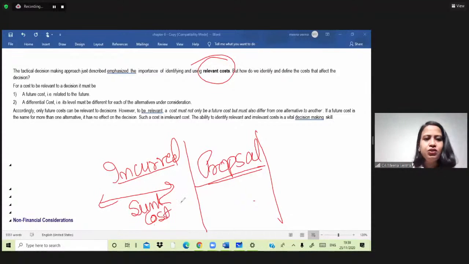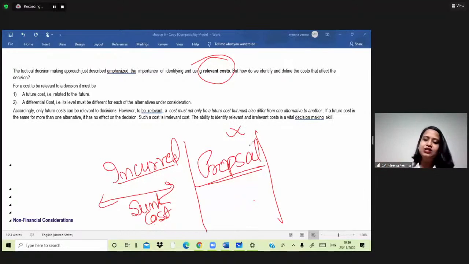You will not consider the sunk cost, which you have already incurred in the past, and which is not at all related to your proposal. You will not consider that. So you will ignore all the past costs which you have incurred, which are irrelevant, and are a sunk cost for the organization. Okay, now next is what?